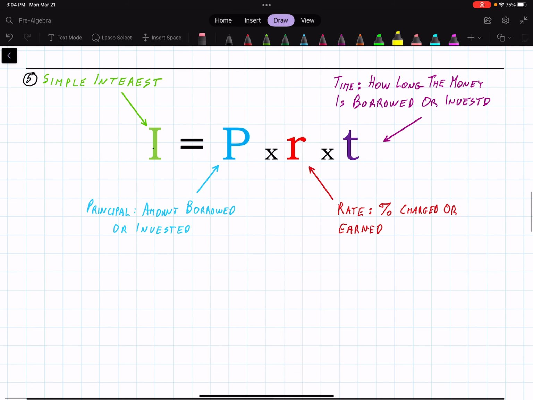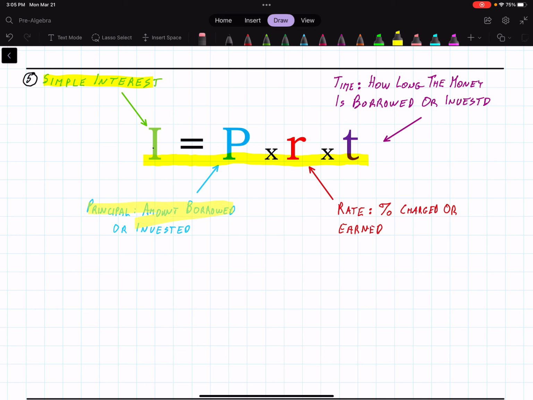How about simple interest? Now this is the second half of the lesson. We've got a formula here: I equals P times R times T. This is the simple interest formula, which just says if you borrow money, you agree to pay back an amount of interest for that money. If you follow these rules, I is called the simple interest.